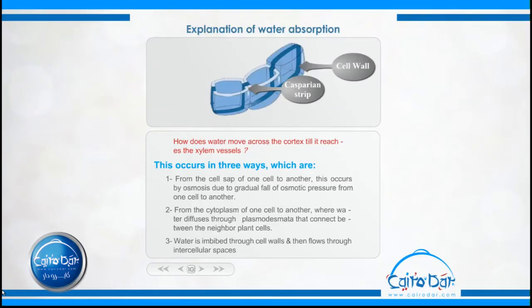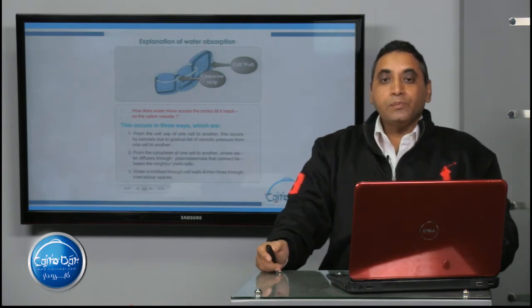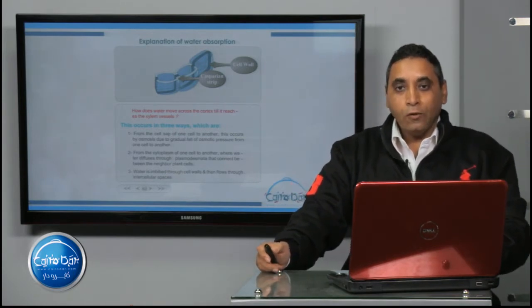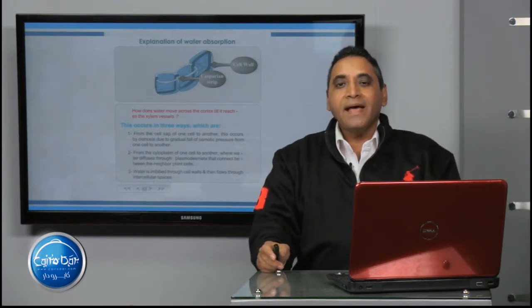The walls facing the phloem are completely thickened with suberin, but at the walls facing the xylem vessels there is an absence of suberin, to facilitate the passage of water from the root hair to reach the xylem vessels and not reach the phloem. That's the function of the Casparian strip, which is made of suberin.